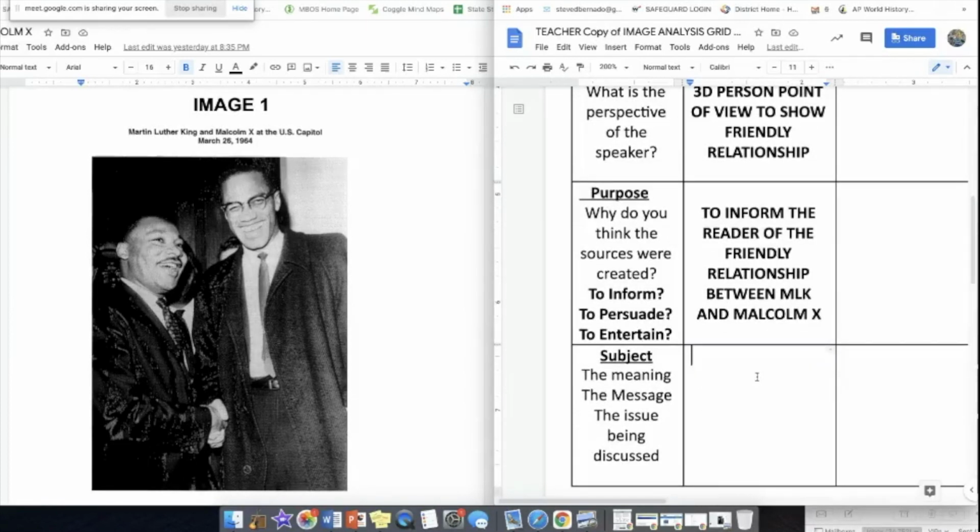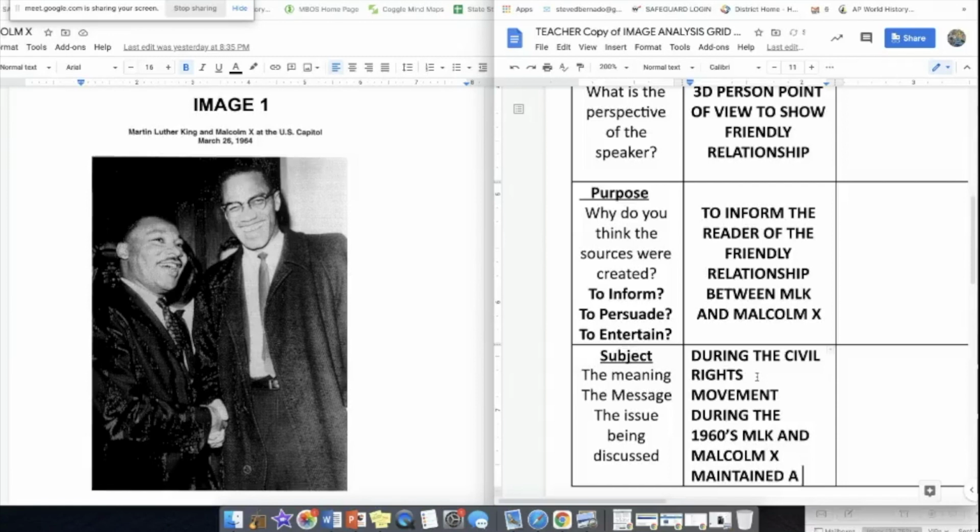Now, what is the meaning or the message? This all takes place during the civil rights movement of the 1960s. So let's say during the civil rights movement of the 1960s, okay, and Malcolm X maintained a friendly relationship.